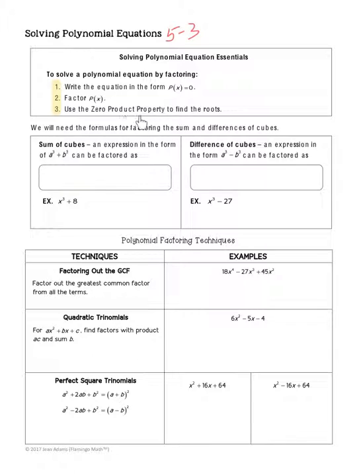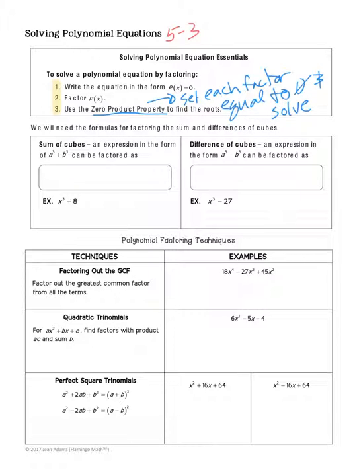And then this third thing you're going to do is once it's factored and set equal to 0, you're going to use the zero product property. And so that's just a fancy way of saying set each factor equal to 0 and solve. So that's all that means. So we're going to go through and just quickly review your factoring formulas and methods, and then I'm going to let you do a bunch of factoring, and then you're going to check your work. So let's just start there.